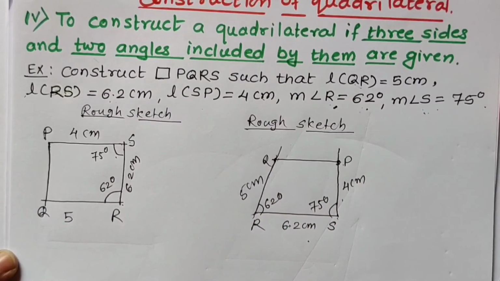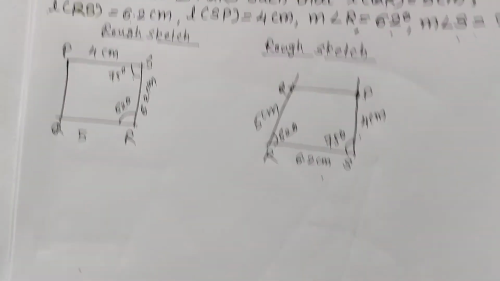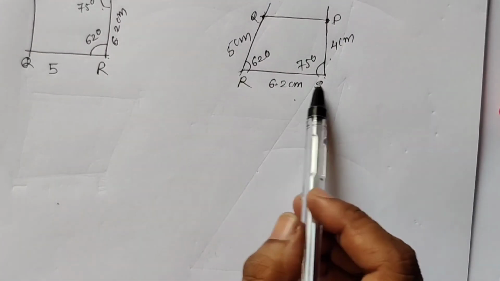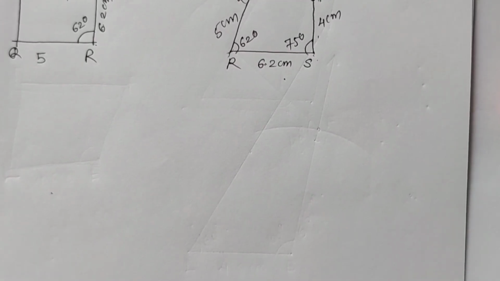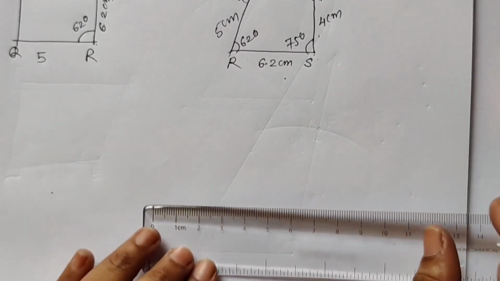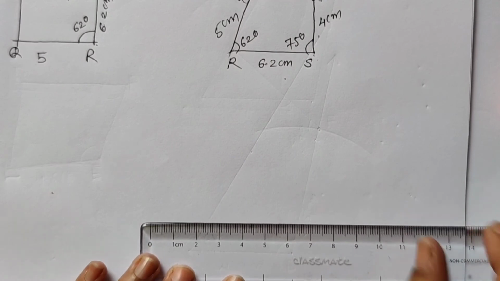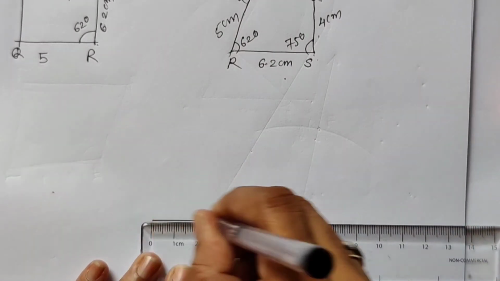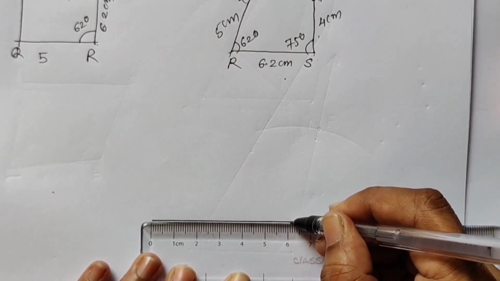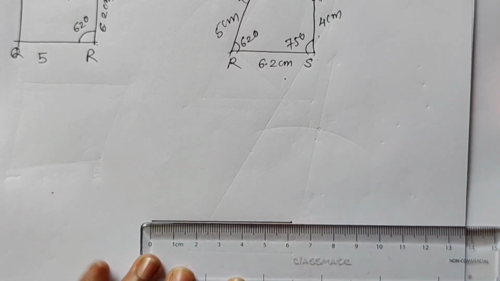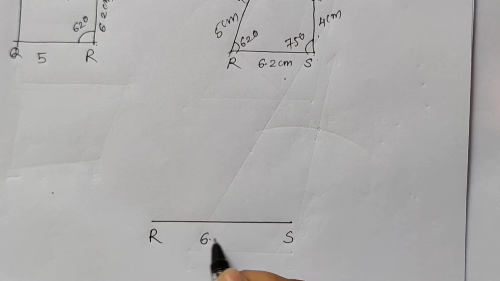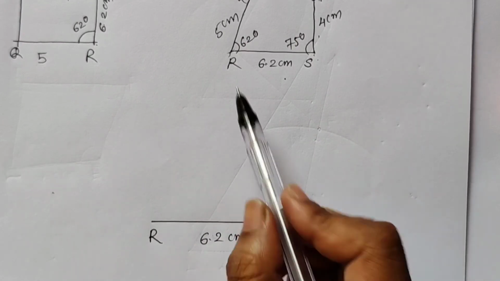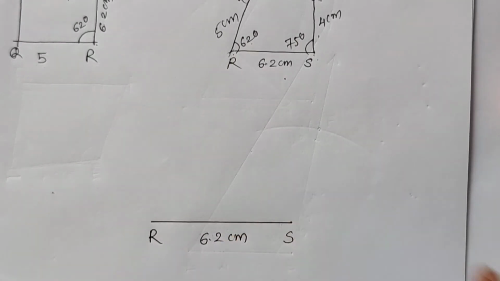Now from the rough sketch we are going to draw the fair one. So first we will take RS as the base side. RS 6.2, I am going to take here RS 6.2, take proper. Okay, now RS is 6.2 centimeter. Angle R is 62 degree.